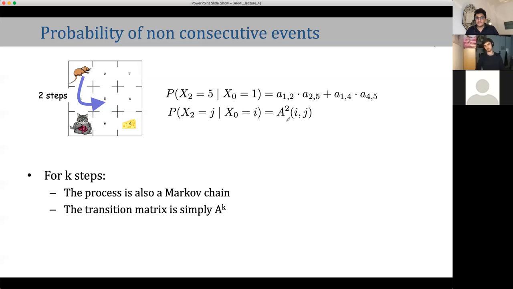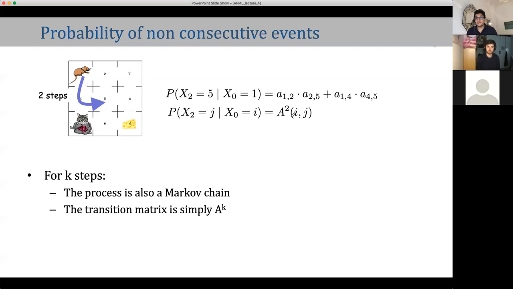So what does it tell us? It just tells us that, in fact, if I'm looking at the process where I don't go from one step to the next one, I do k steps in between, like here, 2 steps. So the process of looking at the mouse every 2 rooms, every 2 moves, is also a Markov chain, and this Markov chain has for transition matrix simply the square of the transition matrix for the elementary steps. And that's a very, very strong property.